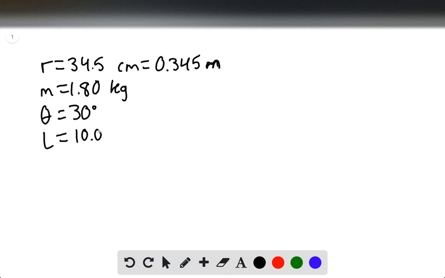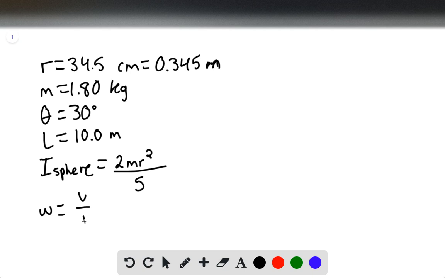incline being 10.0 meters. We have the moment of inertia of a sphere, and this is going to equal 2mr squared over 5. And we know that omega equals v over r. We're first going to have to find an equation for velocity. So we can say that energy, and this is due to the conservation of energy, energy initial equals energy final. In the beginning, there's only gravitational potential energy from the mass. And at the end, there is translational kinetic energy as well as rotational kinetic energy.